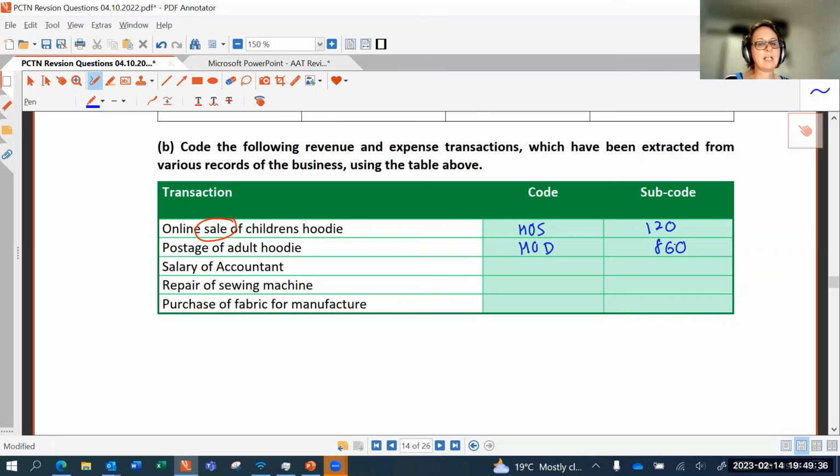So remember we talked about electricity. Could I tell you how much electricity relates to a hoodie? No. I can tell you how much electricity relates to the month, or how much electricity I spent in the day. Do I know how much was for each hoodie? No. So it's indirect. So direct means it can be traced.